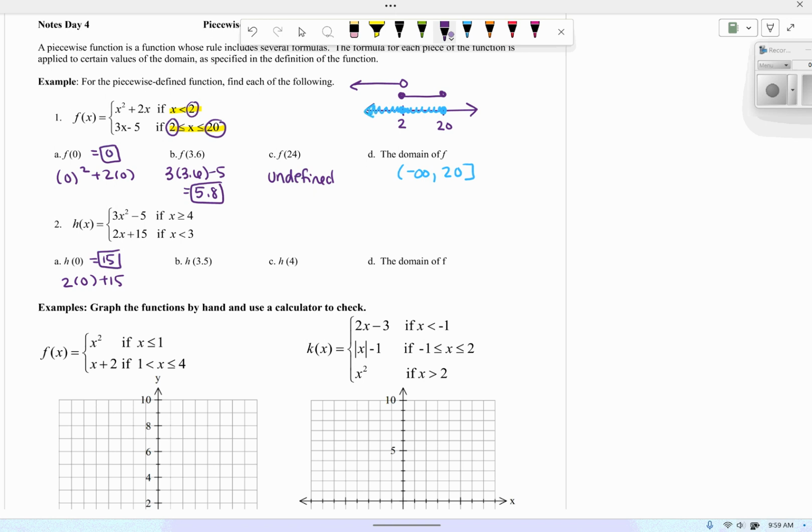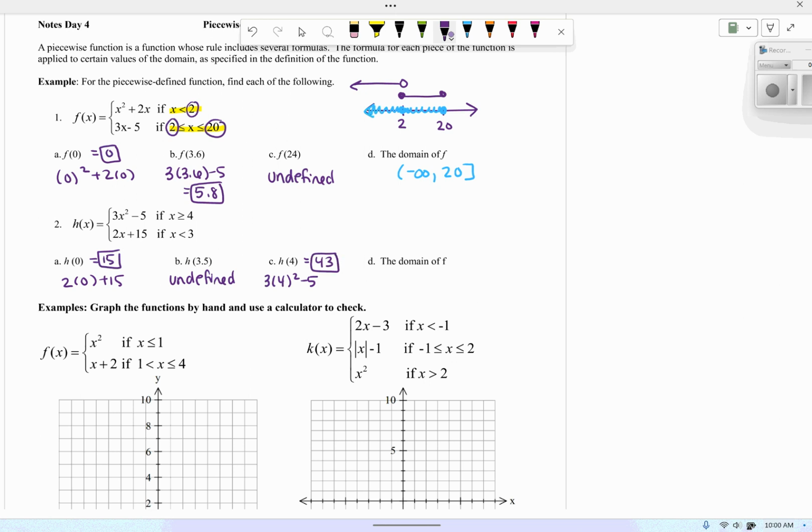3.5, so if you look at this, 3.5 is not bigger than or equal to 4, and it's not less than 3, so this is not in the domain, so undefined. H of 4 is going to fit into that top equation because 4 is greater than or equal to 4, so we have 3 times 4 squared minus 5, which is going to give us 43.